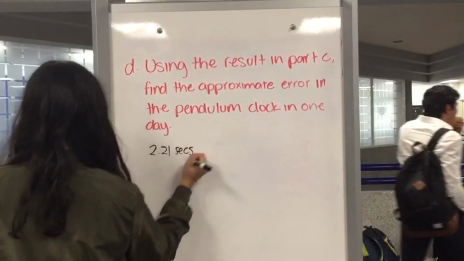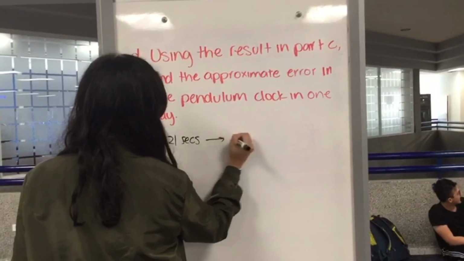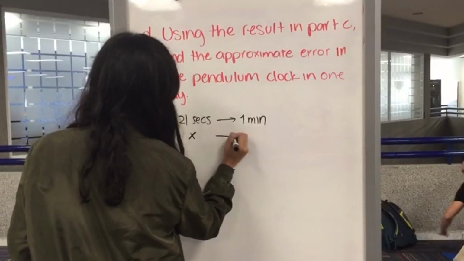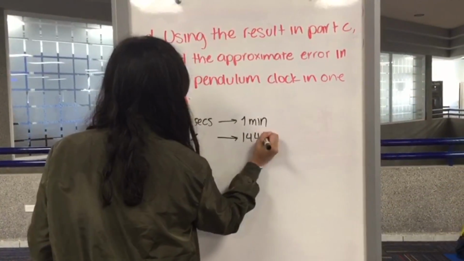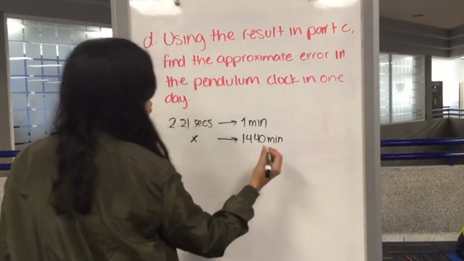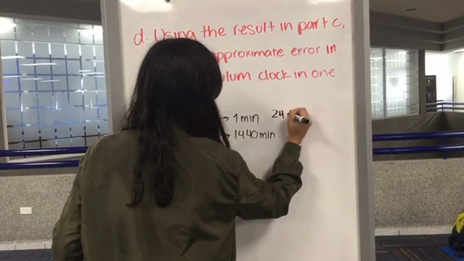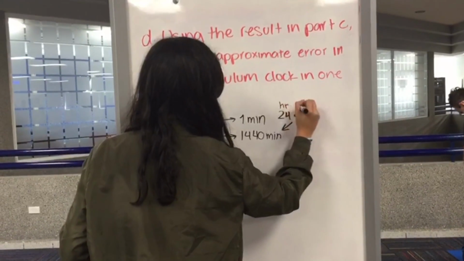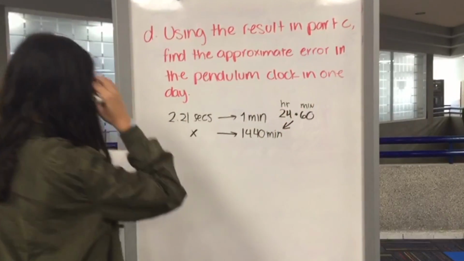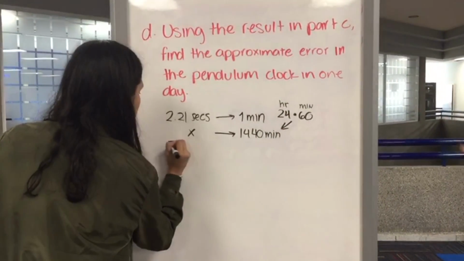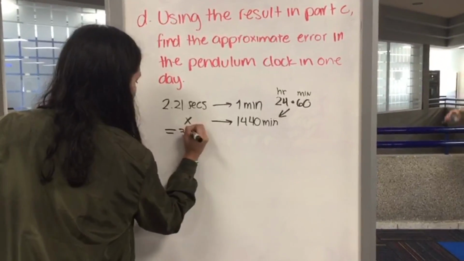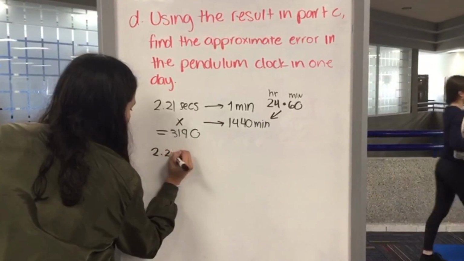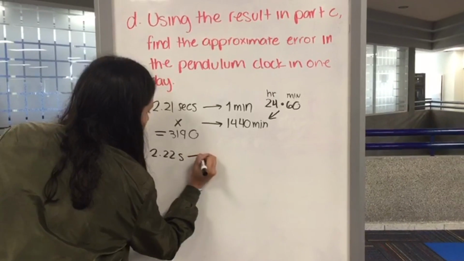If you have 2.21 seconds for every minute, how many seconds do you have for 1,440 minutes, which is the result of 24 times 60? The result is 3,190. Then you do the same but with 2.22 seconds, which the result is 3,197.62 seconds.